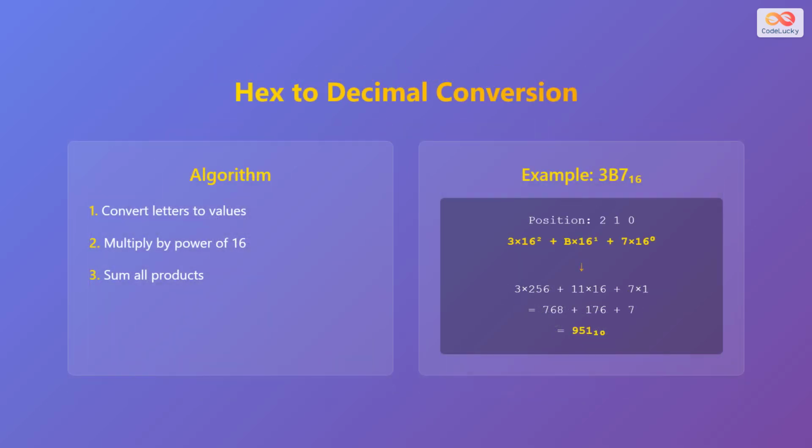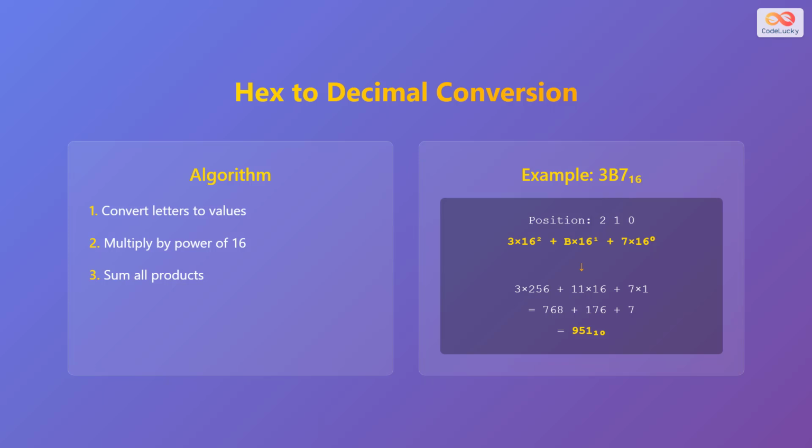To convert from hexadecimal to decimal, we can follow these steps. First, convert any letters in the hexadecimal number to their corresponding decimal values. Second, multiply each digit by the appropriate power of 16. Third, sum all the products to get the decimal equivalent.